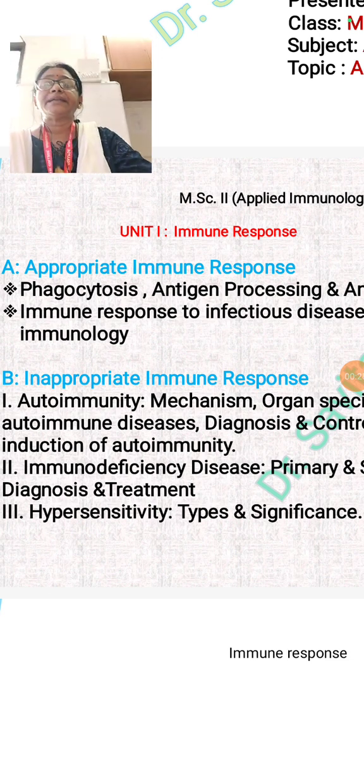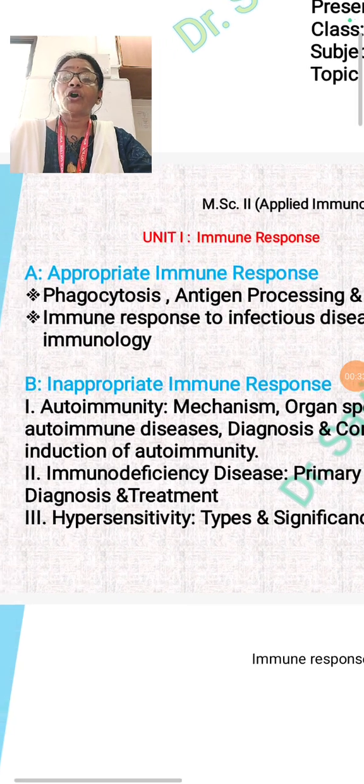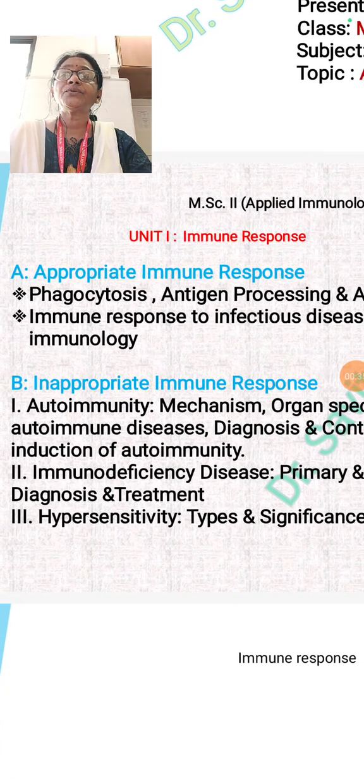The second is the inappropriate immune response. In that, first is autoimmunity, which we are going to discuss today. Inappropriate means not a specific, not a natural immune response. Against foreign particles our immune system produces an immune response, but against self antigen our immune mechanism never shows the immune response. Then how and why does autoimmunity, a resistance power against self antigen, develop? That we have to discuss in today's lecture.